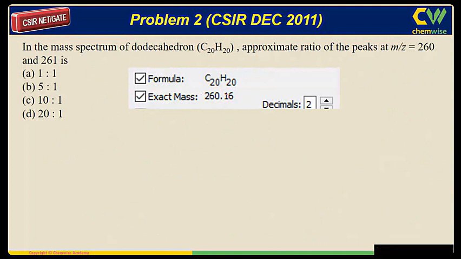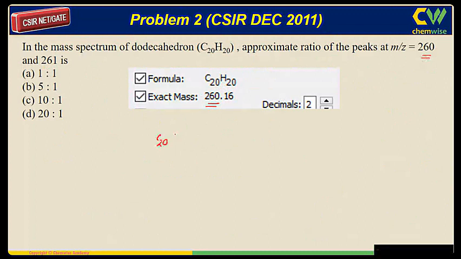So look, I have calculated the mass from the Kendra software. Some of you are aware of this software, and some of you learn this software during your research. From the software, I'm getting the mass 260. It is showing the same thing, mass is 260. So they are asking the ratio of the peak at m/z equal to 260 and 261. Basically, there were two peaks. Now we have to look for what is this 260 peak.